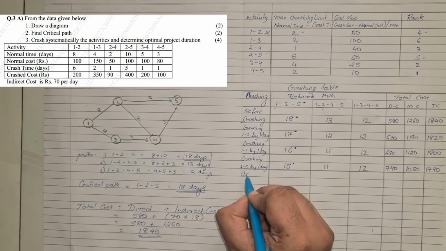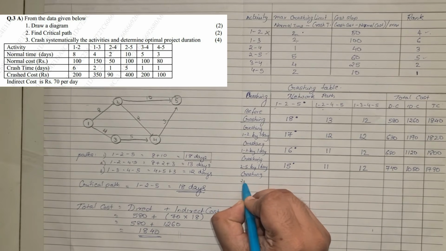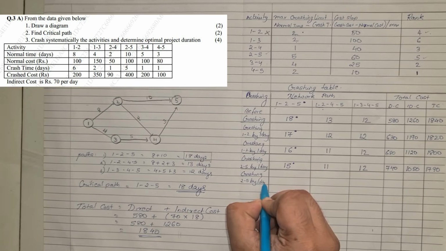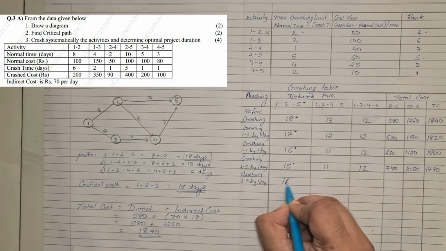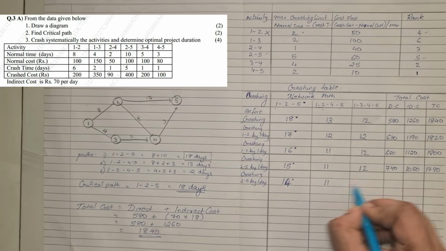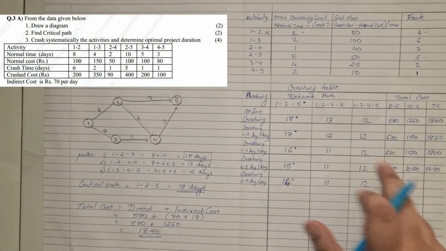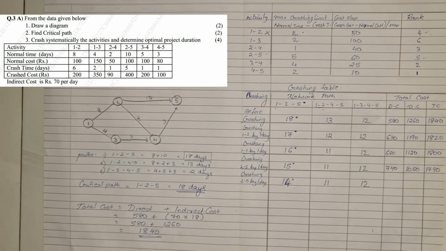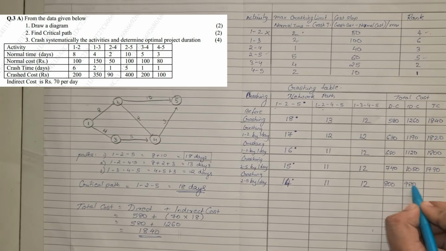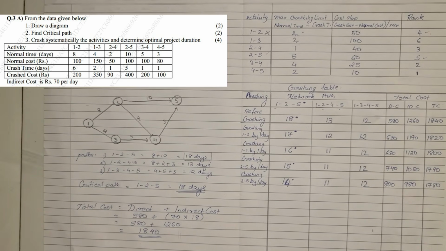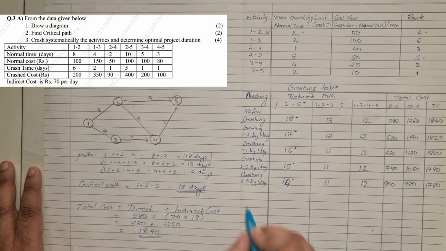Crashing 2-5 again by one more day. So this will become 14 days. This is as it is, 11. This is as it is, 12. To the 740, we need to add 60, so that becomes 800. And from 1050, we subtract 70, which becomes 980. When we add 800, it becomes 1780. So it is still reducing. We'll have to solve it much further.